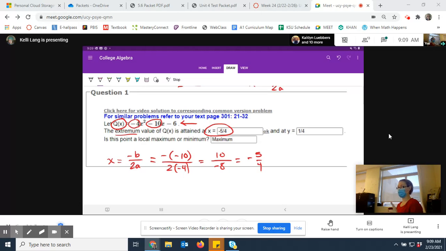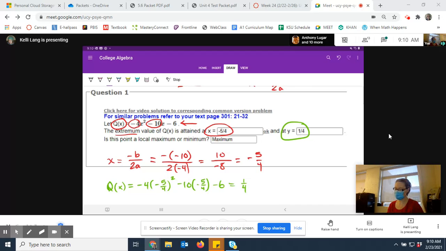Okay, so we have our x value. Now we need to find our y value. And we do that by taking our function, which is q of x, and we know what the x value is, so we're going to plug that in for x. So negative 5/4 goes in for x. And instead of actually working this out, I'm just going to trust you and your calculator that this ends up being 1/4. So our y value here would be 1/4.